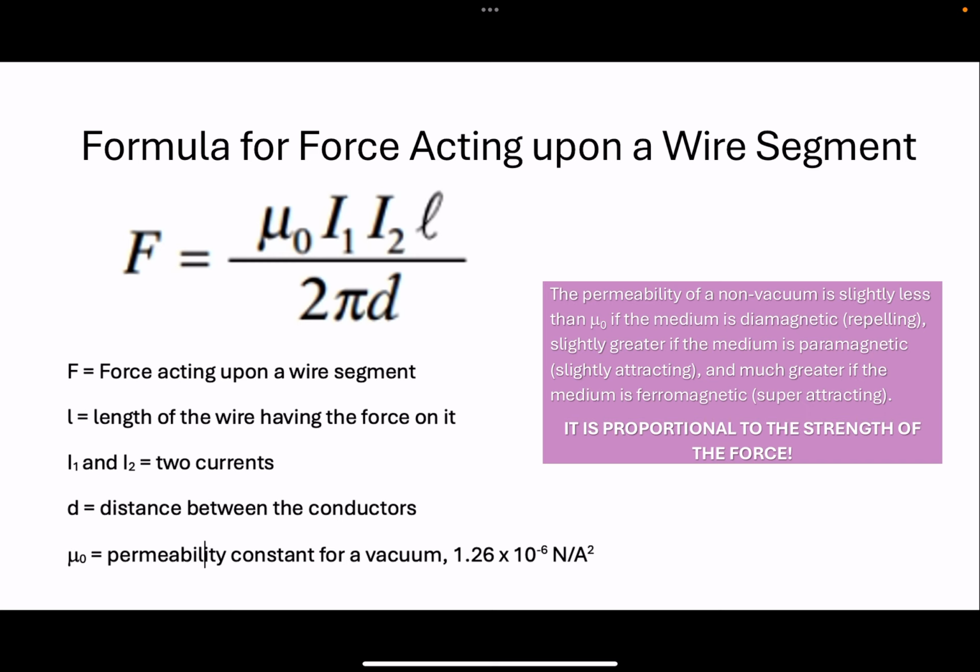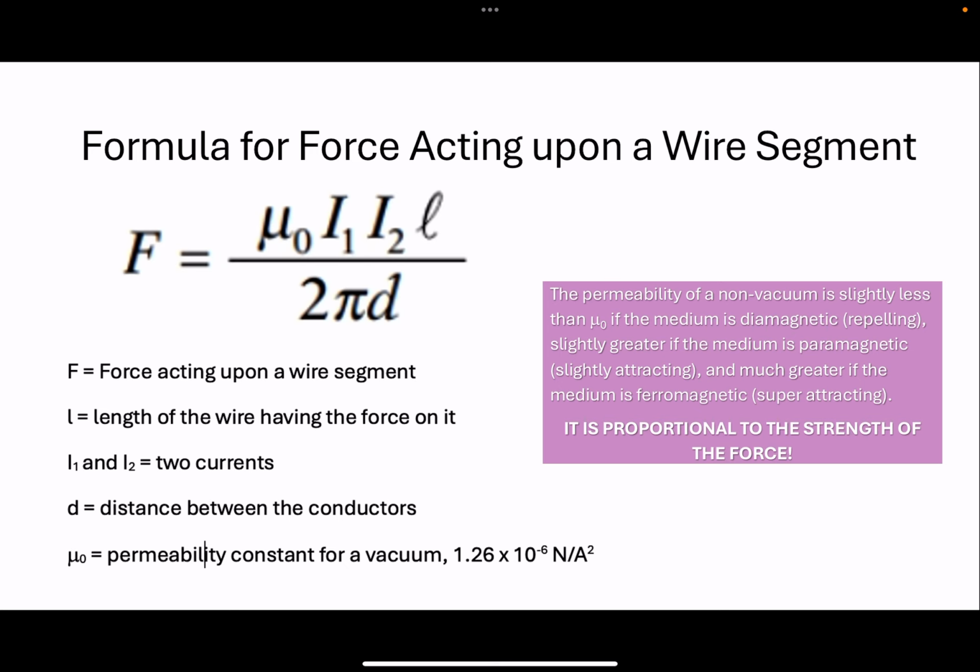The permeability of a non-vacuum is slightly less than that number there if the medium is diamagnetic, slightly repelling, slightly greater if the medium is paramagnetic, slightly attracting, and much greater if the medium is ferromagnetic, super attracting, right? It's basically proportional to the strength of the force.